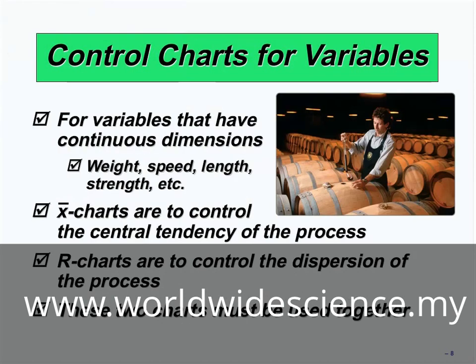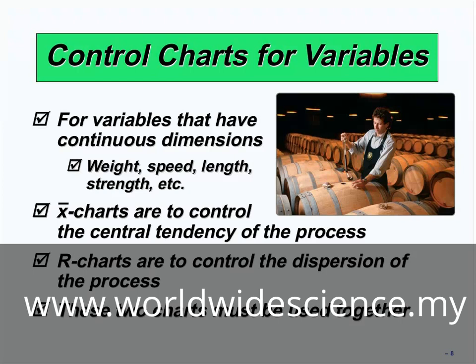Control chart for variables. Because the variables can be measured, like weight, like temperature, we use the control charts for variables. For variables that have continuous dimensions, weight, speed, length, strength, and something like this, X-bar charts are to control the central tendency of the process. R charts are to control the dispersion of the process. These two charts must be used together.